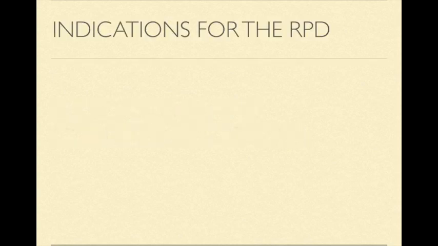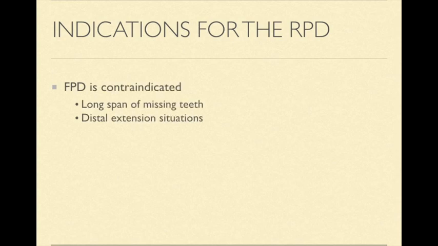So the indication for removable partial dentures first is when you are not able to do a fixed partial denture over the patient. Sometimes we have a long span missing tooth area that is not good for the FPD's design, or we have a distal extension situation, which means that you are not able to find an abutment tooth on the posterior.